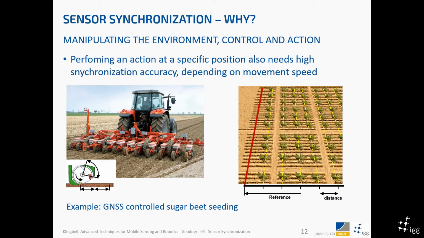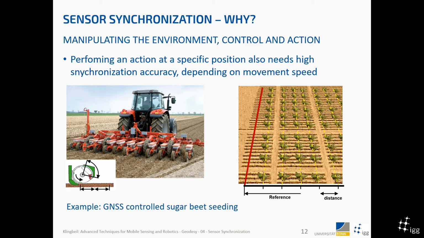There is this example here of GNSS controlled sugar beet seeding. This was a project that we did years ago. I will come to that later. But here the plan was, based on the GNSS coordinate, to place the sugar beet very well controlled with a very known distance to some line at the border of the field, right? So it was necessary to place a sugar beet seed, using this wheel here, at a certain position on the field. And of course, if you want to do that, you need a very, very well synchronized system to do it. Otherwise, everything will be kind of delayed.